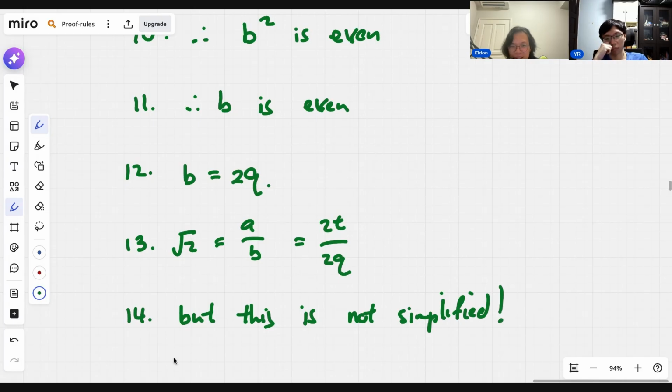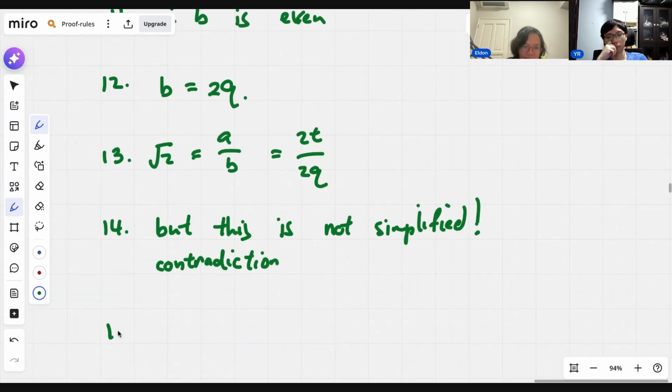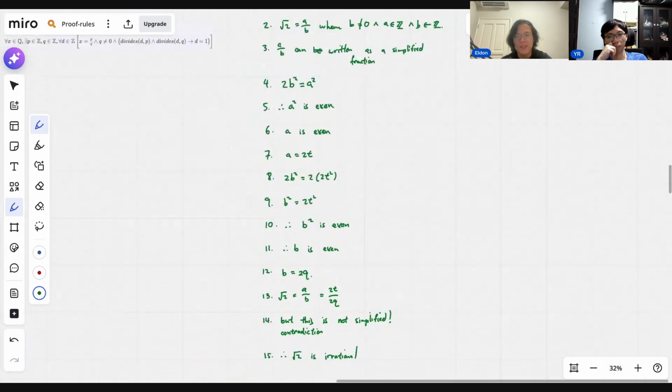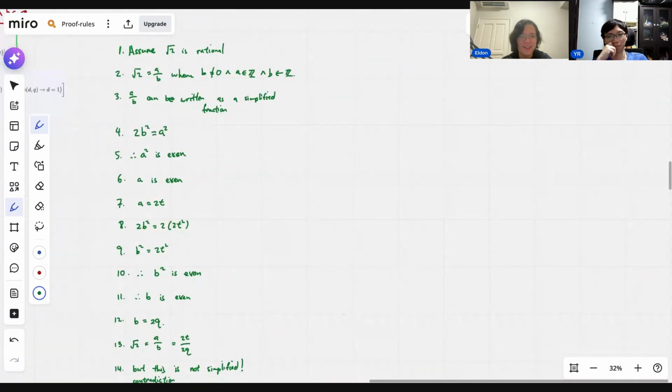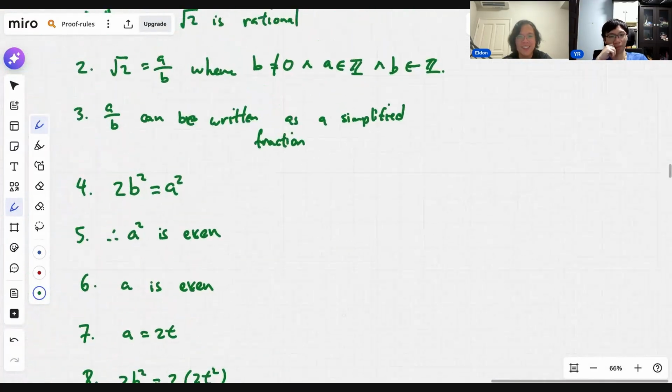Right? And then they'll say contradiction. And then from there, they will say, therefore, square root of 2 is irrational. This would be the whole proof. This is what they would write. This is how our CS undergrads write proofs.